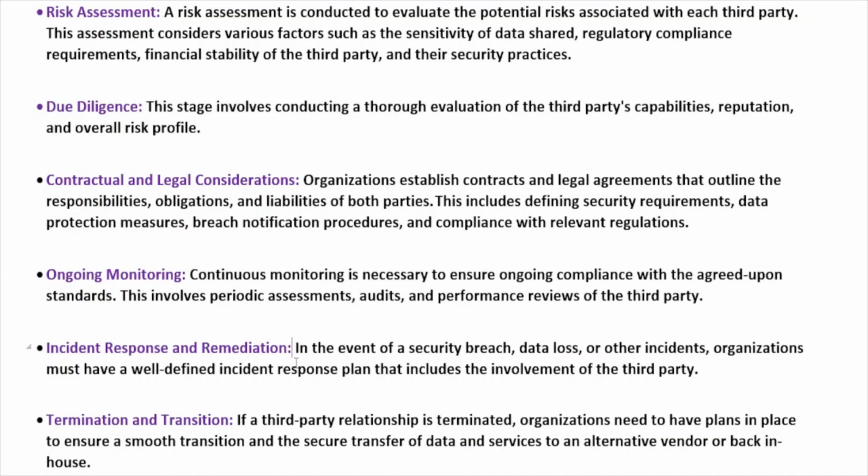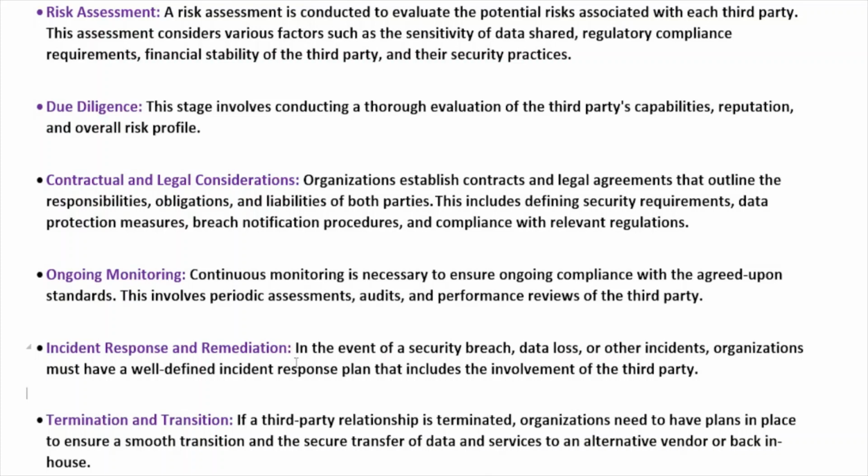They have an incident response plan that outlines the roles, the responsibilities, and also the communication channels between the bank and the payment processor as well. Then we have termination and transition. If a third party relationship is terminated, organizations need to have plans in place to ensure a smooth transition, and the secure transfer of data and services to an alternative vendor, or back in house as well.